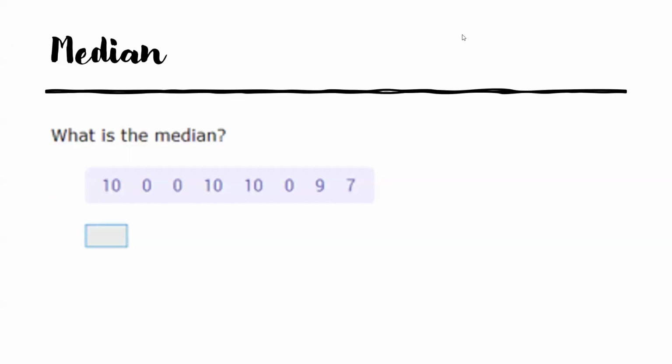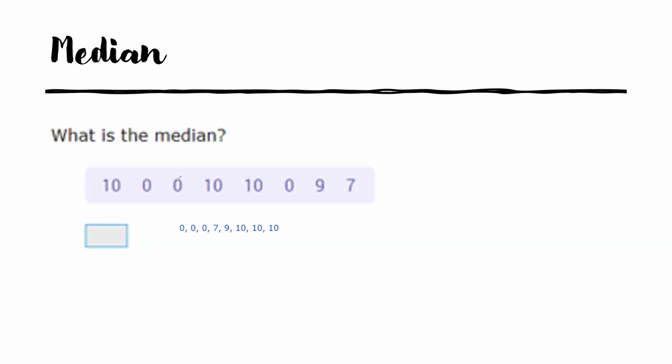All right, let's do one more. What is the median of this set of numbers? So what do we need to do first? Put it in order from least to greatest. All right, I have ordered them from least to greatest. One thing to always double check is that you didn't forget any numbers. So a quick way to do that is add it up.